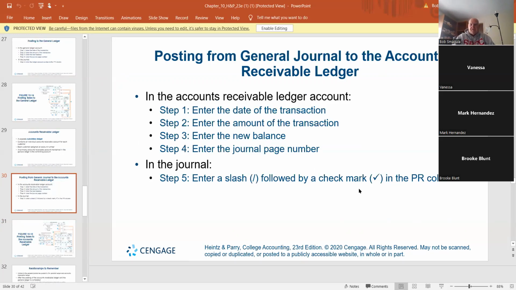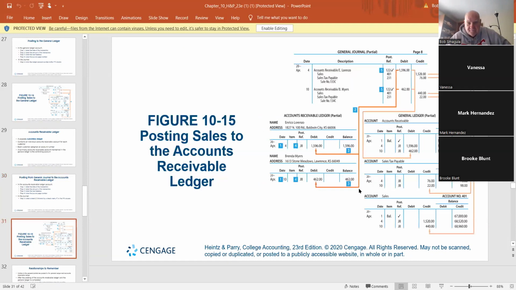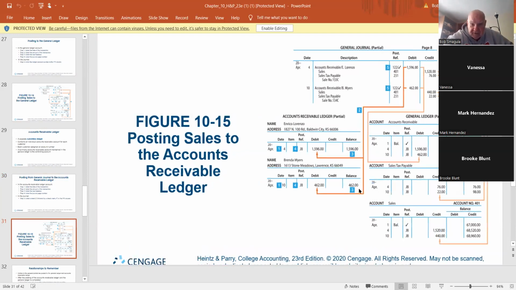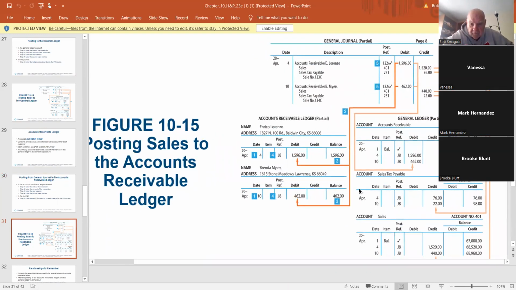Posting from the general ledger to the accounts receivable ledger. If you already know how to post to the general ledger, you certainly know how to post to the accounts receivable ledger. So let's just look at it and talk about it a bit. In the accounts receivable ledger, you put the date and the amount and the new balance. That sounds familiar, right? That's exactly the definition of posting to the general ledger. Now we're taking that accounts receivable number, that control number of $1 million, and we're going to break it out now by individual customer. Okay. So let's see here. Let me make it a little bit bigger.